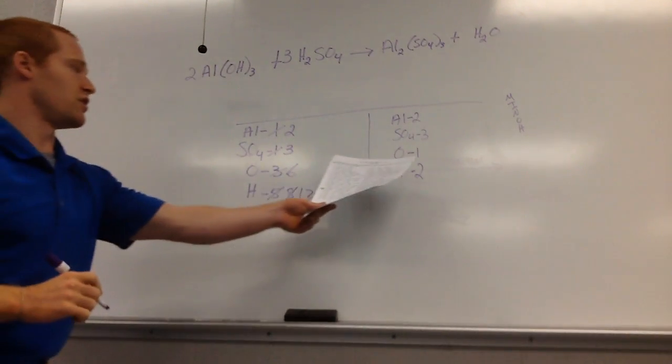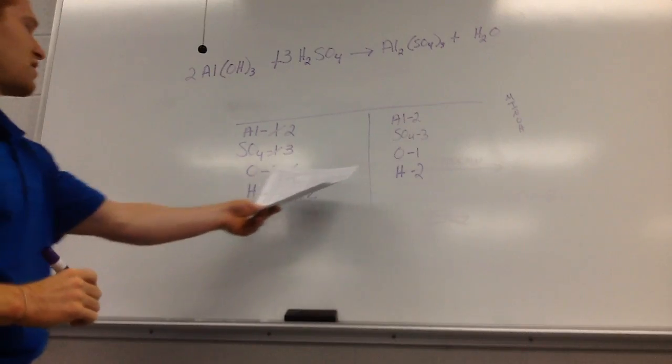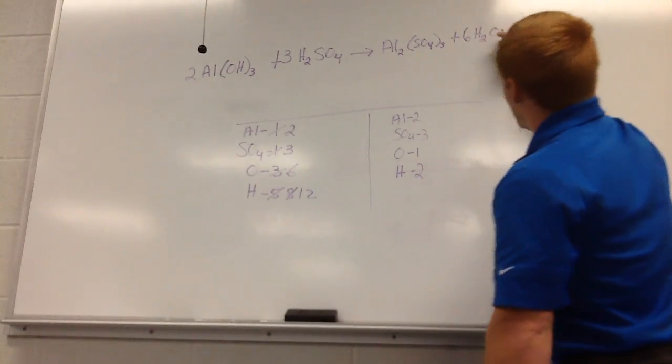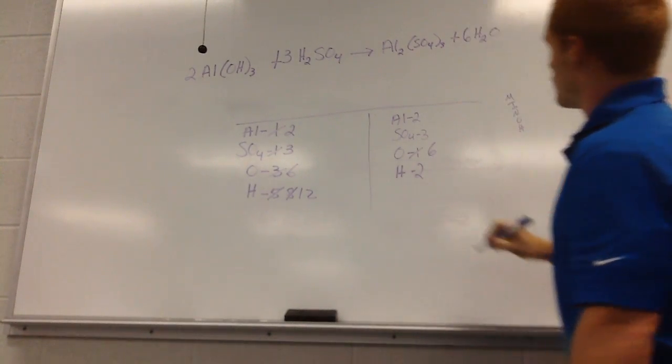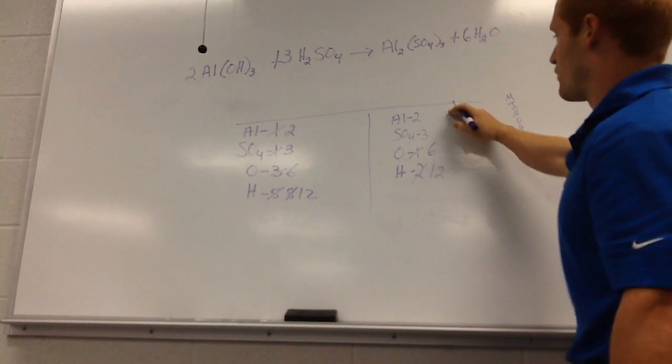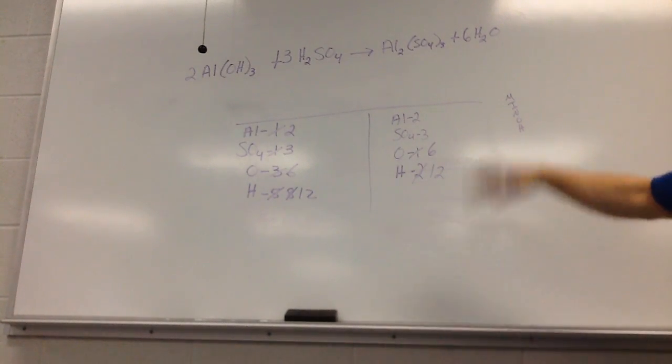Now oxygen is our next one. We have 6 and 1, so I'm going to put a 6 over here. So we now have 6 oxygen, and we have 6 times 2 is 12 hydrogen. We have 2, 3, 6, 12, balanced.